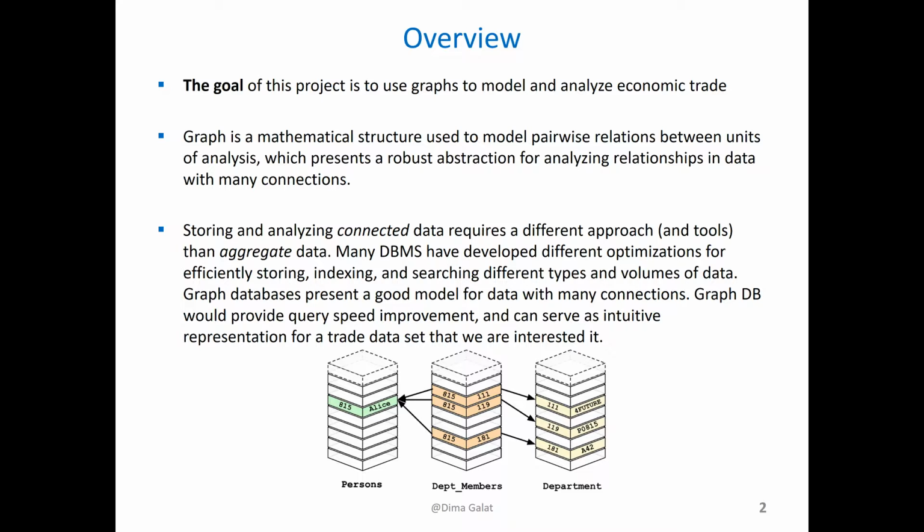A graph is a mathematical structure used to model pairwise relations in data, which represents a robust abstraction for analyzing relationships in data with many connections. Graph data has been at the center of many developments in the last 2 decades. Google became famous for finding a way of capturing, storing, and querying the graph of the World Wide Web. Facebook built social media graphs intended to reinvent marketing, and Twitter does the same for media. Focusing on relations provides a different perspective on the domain of discourse.